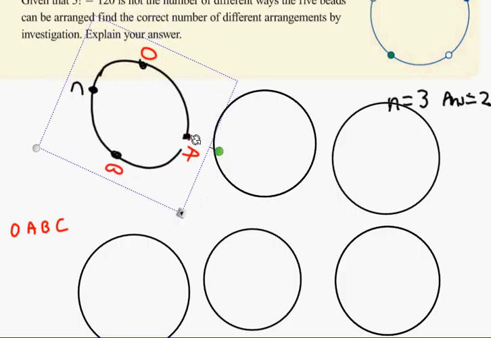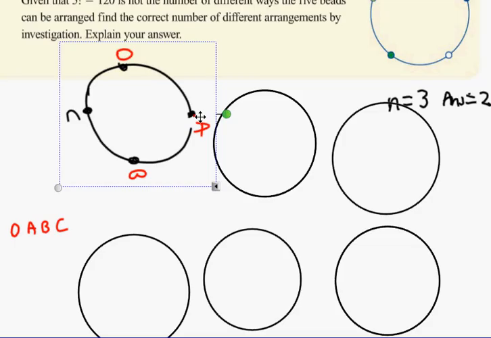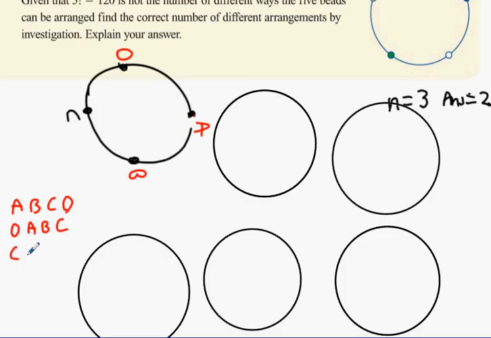Okay, so you can see that DABC is actually the same combination as ABCD. So in a way, it doesn't matter. We should fix one of them at the front, because having D at the front doesn't make a difference, does it? If I put C at the front and I said C, D, A, B, it's still the same combination. Would you agree with that? Yeah. Okay, so here's what I suggest you do instead.